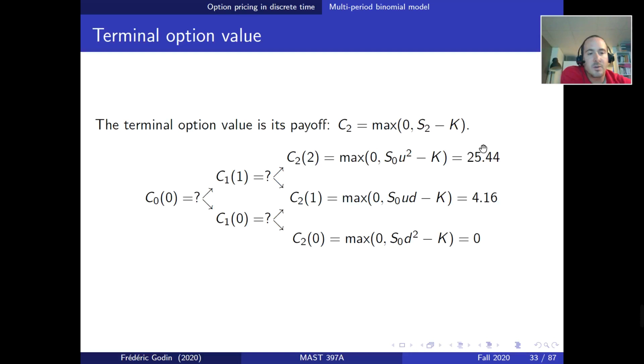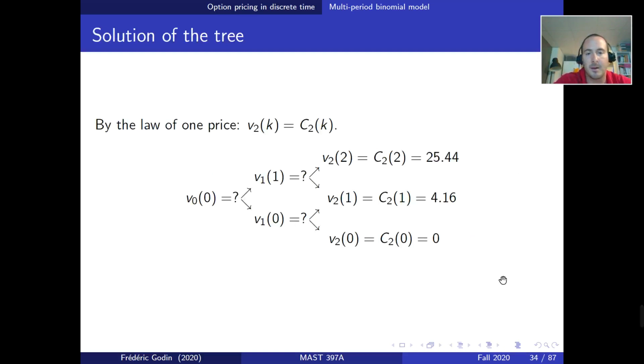So now we have the payoff of the option at the last time step. This gives us the terminal portfolio value for each of the nodes. Our portfolio should replicate these values at the last time step. By the law of one price, as we said, at the last time step the value of the replicating portfolio should be equal to the derivative price.